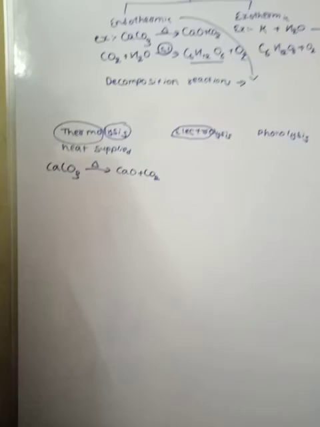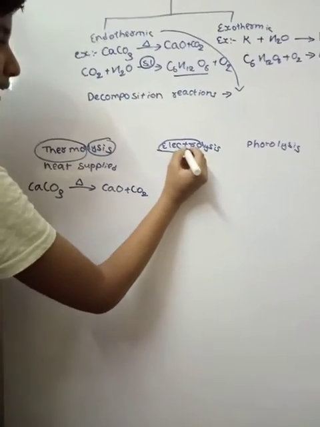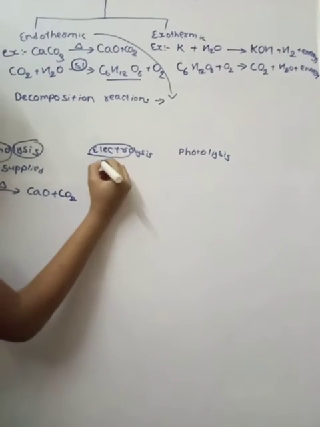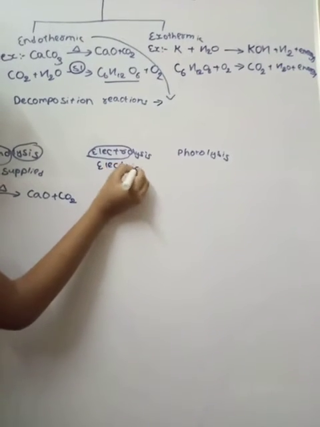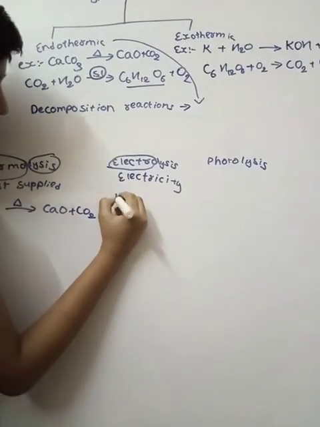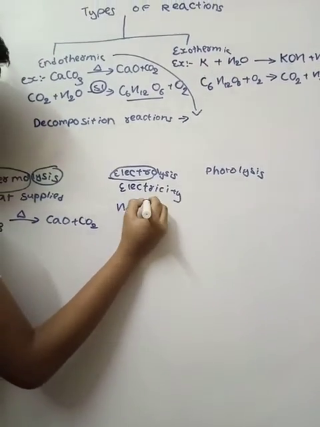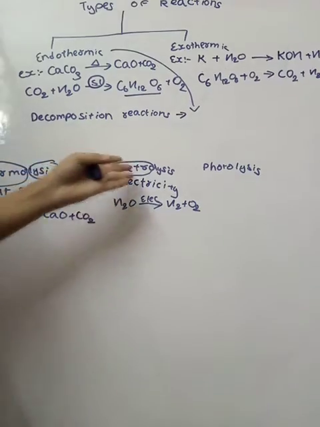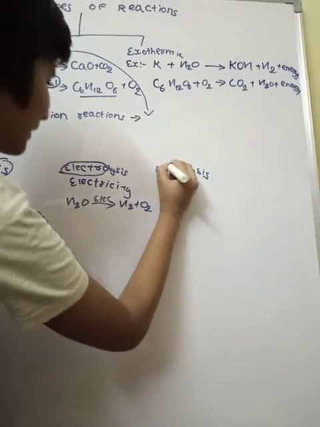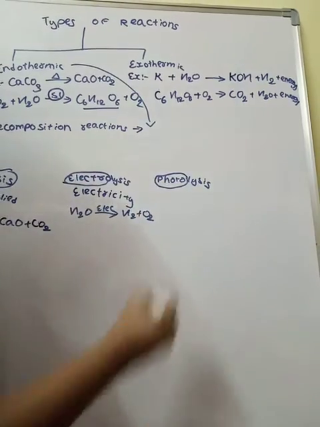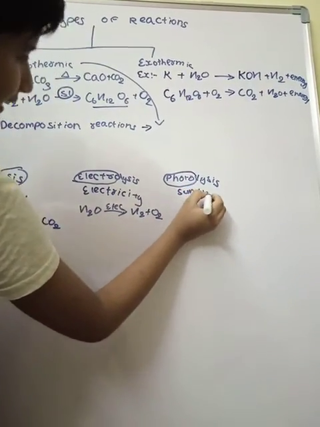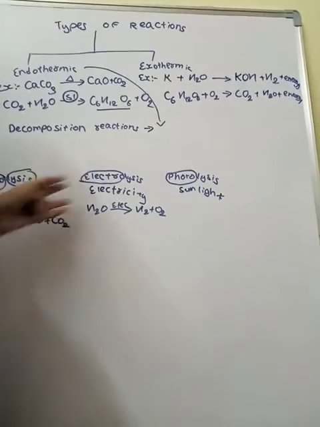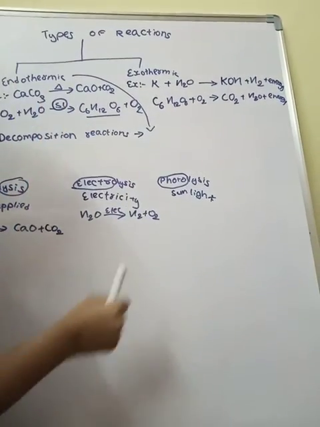In electrolysis, electro means supply of electricity. Lysis means breakdown. Here electricity is supplied to break down. Here I have H2O, and supplying electricity through it, I am getting H2 plus O2. This is an example of electrolysis. Photolysis: photo means supply of sunlight, and lysis again means breakdown. Here we supply sunlight to break down. These are all the types of endothermic reactions.